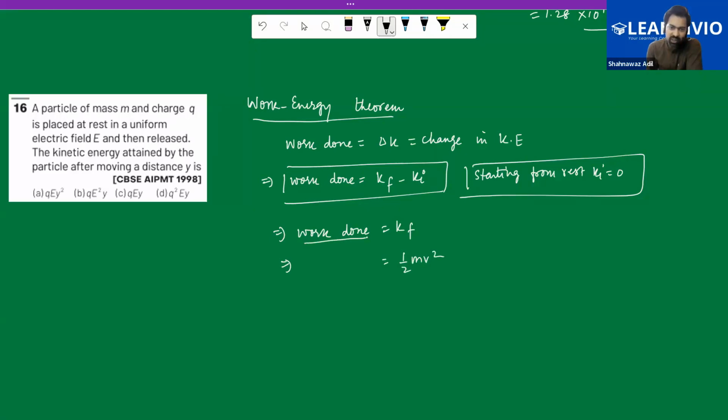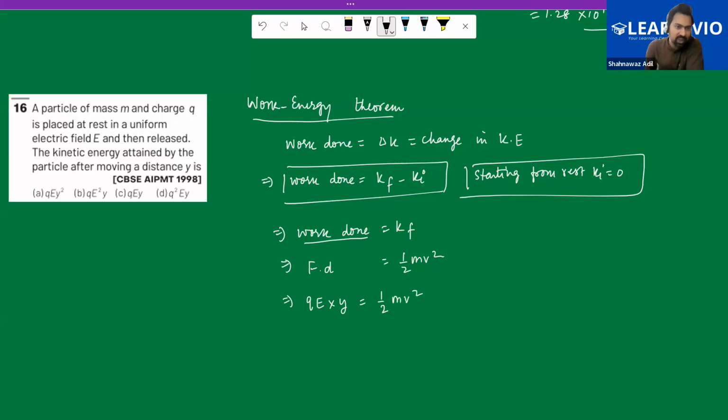And what is the work done? So work done would be force into the displacement. So how much is the force? That is QE. And distance is how much distance? 1. And this is half M v square.